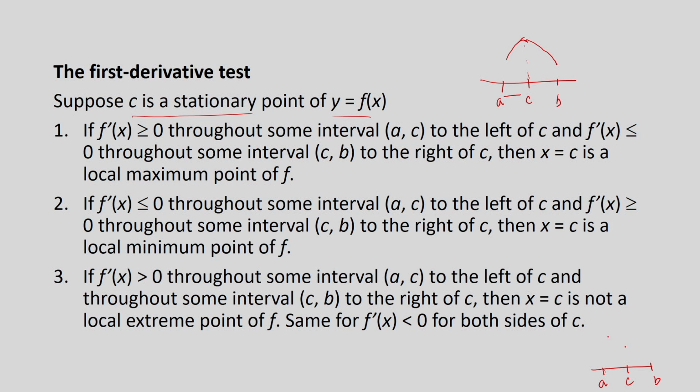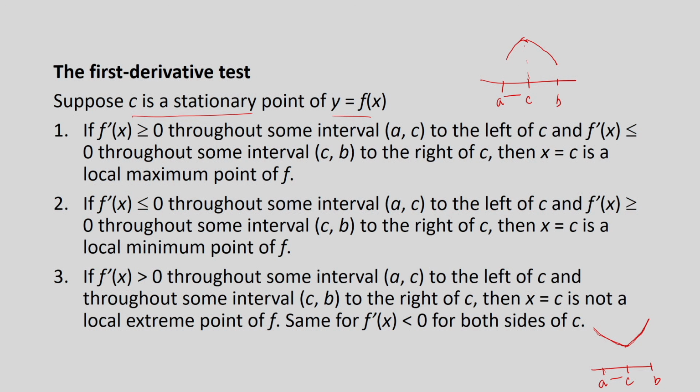Here suppose you have f dash of c is equal to 0, and to the left the derivative of the function is non-positive, that means it can be something like this, and to the right it is something like this. Then you have a minimum, a local minimum.